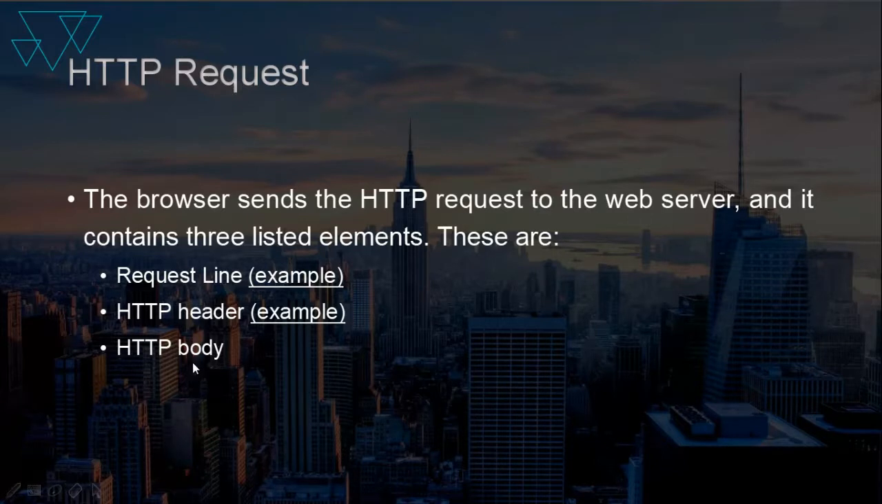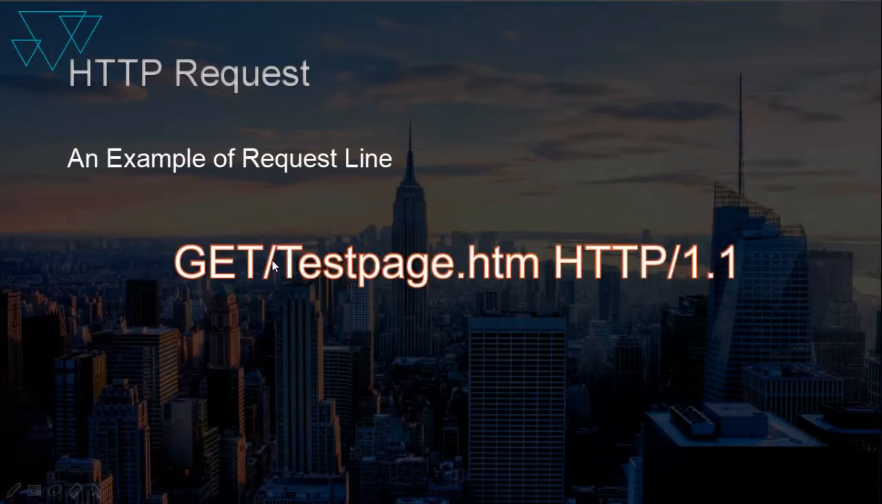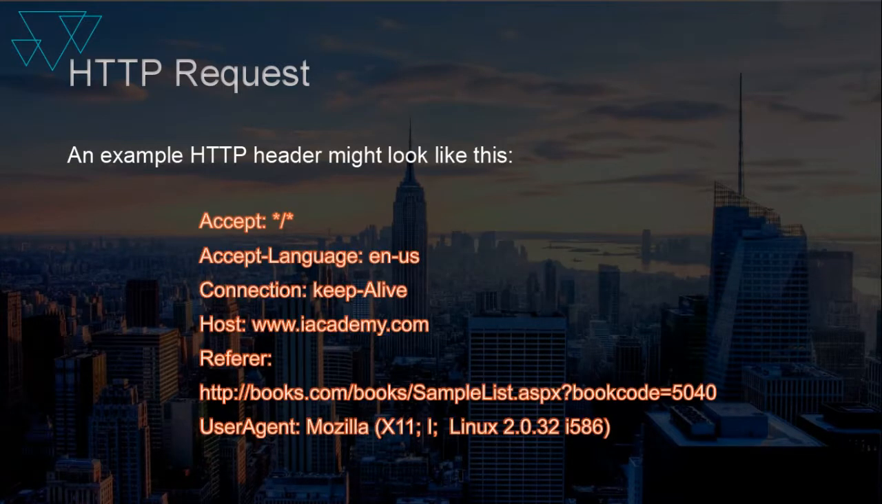So, an example of a request line is: GET this page HTML space HTTP/1.1. And then an example of an HTTP header might look like this.